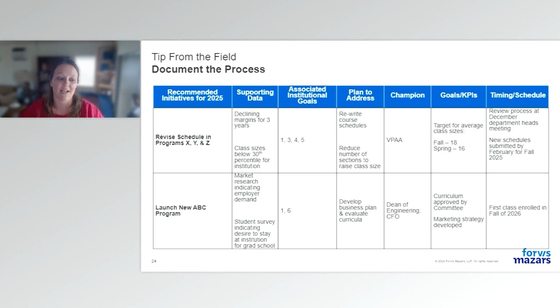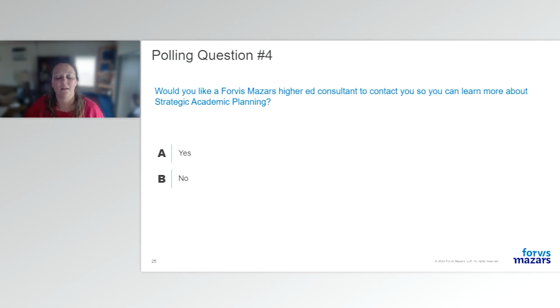And of course, you have to attach a timeline to that. When you're thinking about launching new programs, we want to have our first class enrolled by 2026. Well, what is all the data that we have to support the sustainability and feasibility of getting a program launched that quickly?